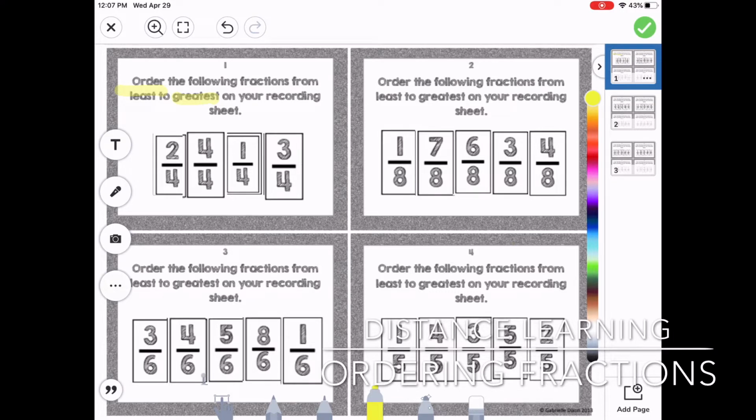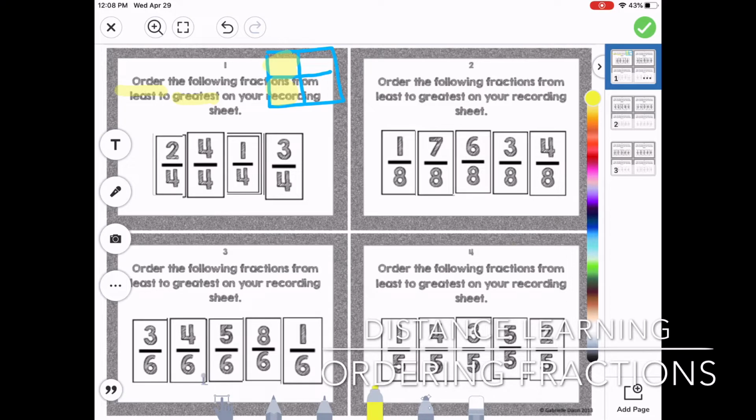If you look at number 1, we have 2/4, 4/4, 1/4, and 3/4. Just a quick refresher, if you had 2/4, that's like saying you had a shape broken into 4 equal parts and you had 2 of those parts shaded in. A friendly way to think of this is the numerator that is the smallest is going to be the least fraction or the smallest fraction, and the numerator that's the largest is going to be the largest fraction because that means you'll have the most pieces shaded in.